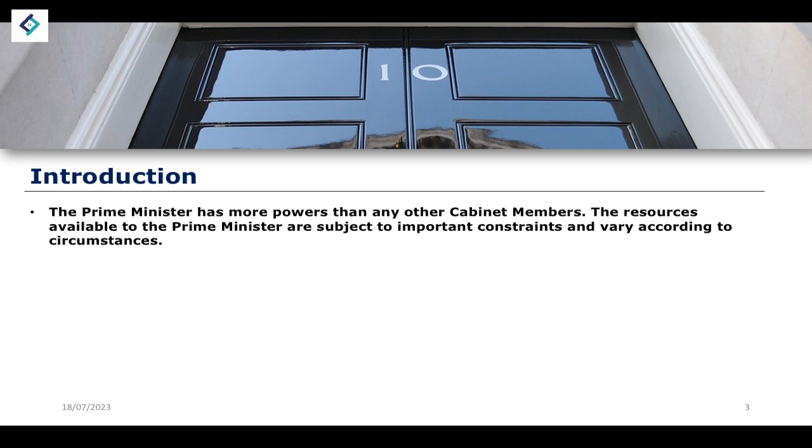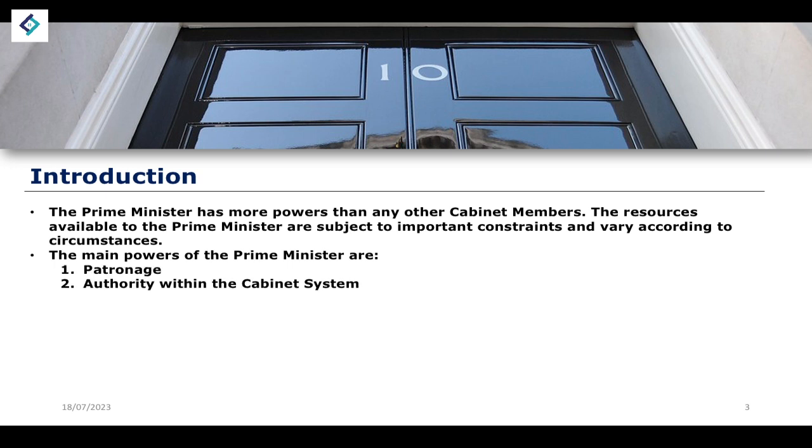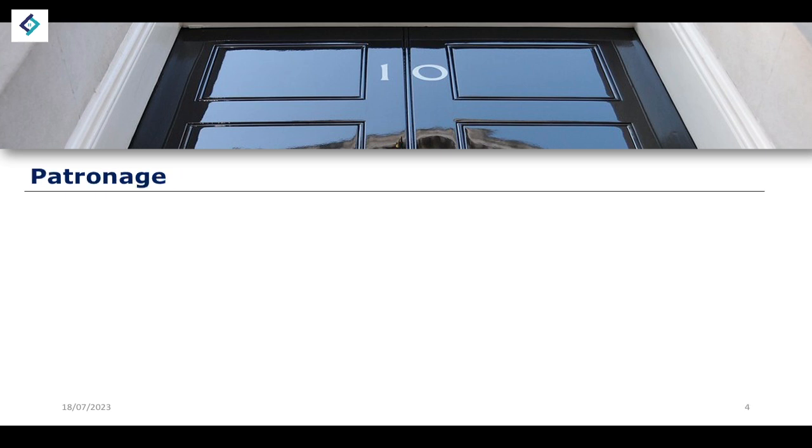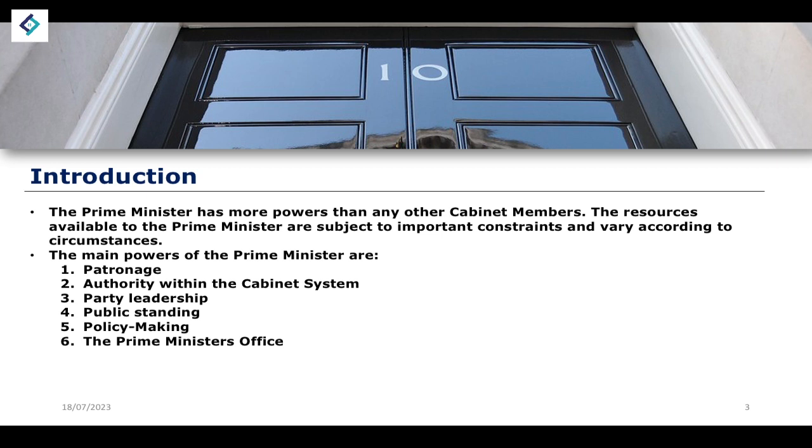And so, as a result of this, the powers of the Prime Minister sometimes wax and wane as time goes on. Some powers fade away, and other powers are introduced. We're going to focus on the powers of the Prime Minister in the present day. The main powers are the power of patronage, authority within the cabinet system, party leadership, public standing, policy making, and the role of the Prime Minister's office.